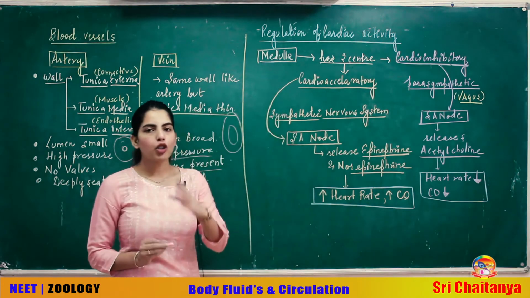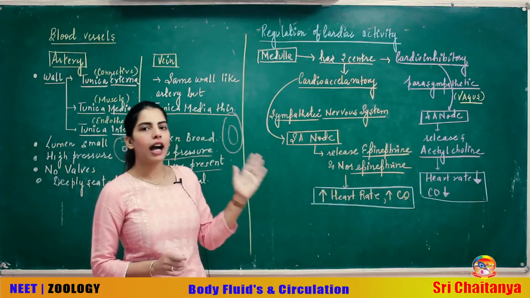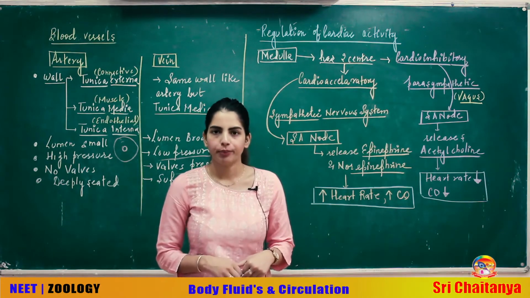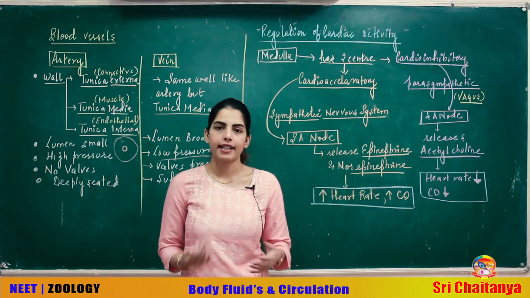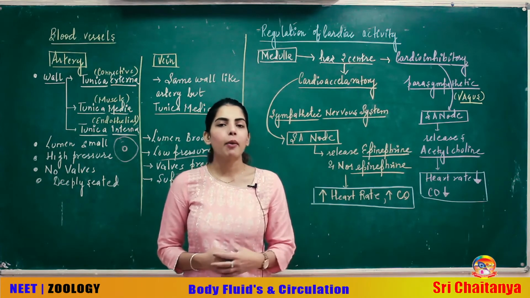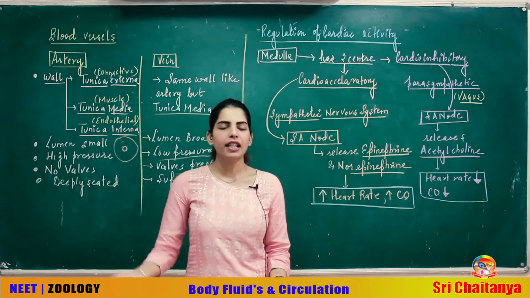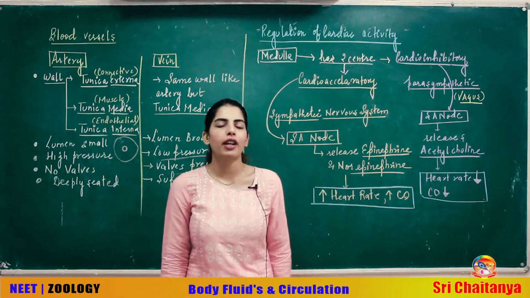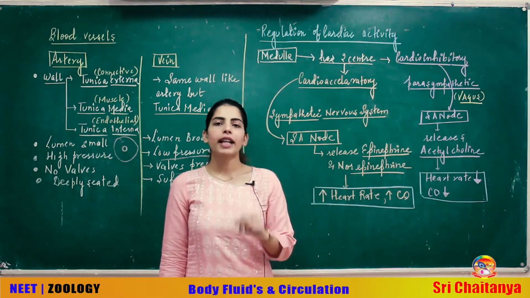Talking about the next topic, which is regulation of your cardiac activity. We know, students, that our heart is myogenic because it is auto-excitable. But we can regulate our heartbeat. We can increase and decrease our heartbeat. We have a control of hormones. We have a control of our nervous system. Let's see how we can do that.